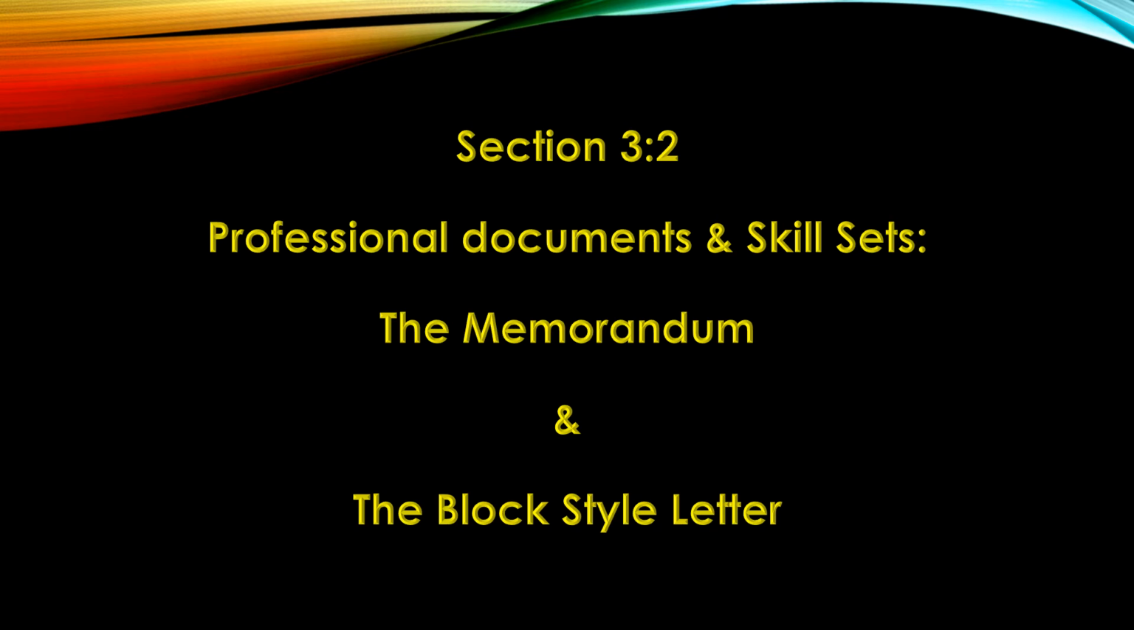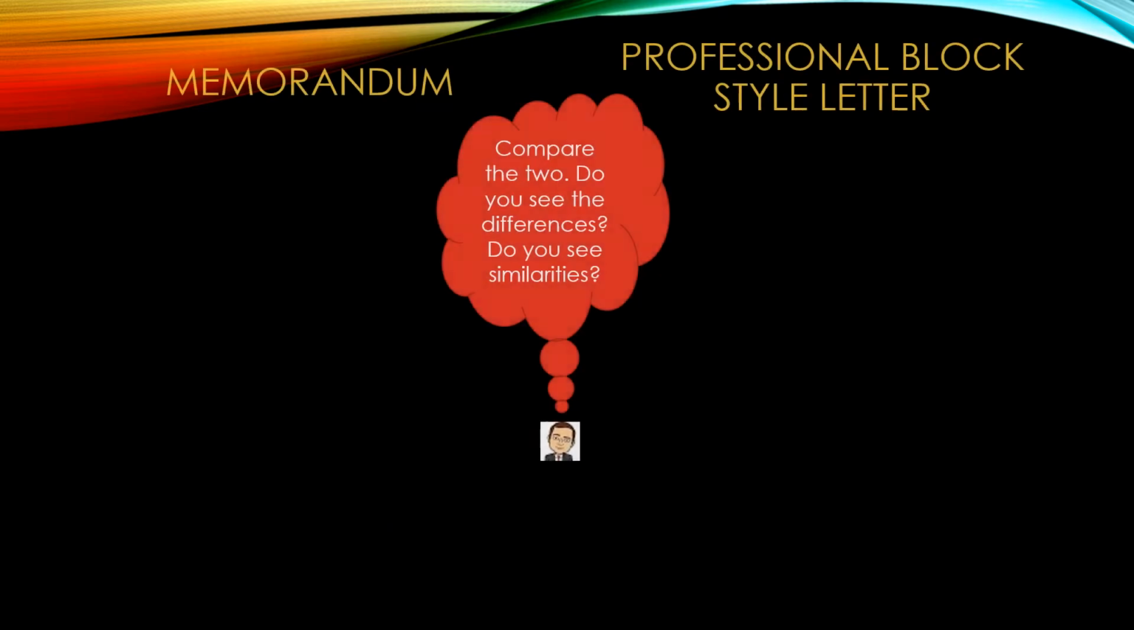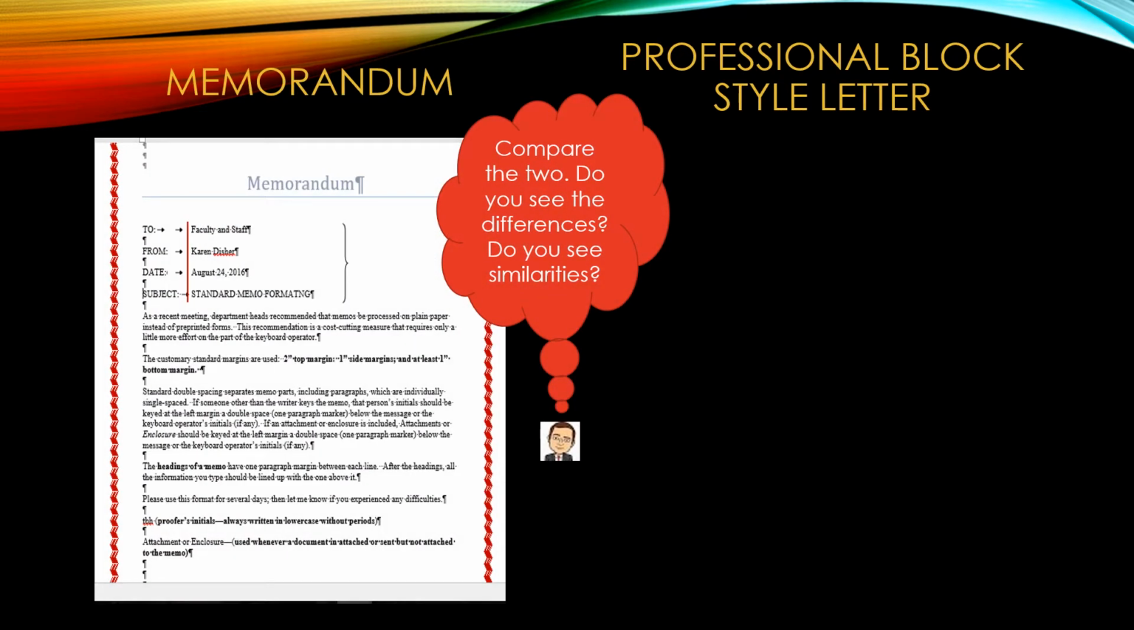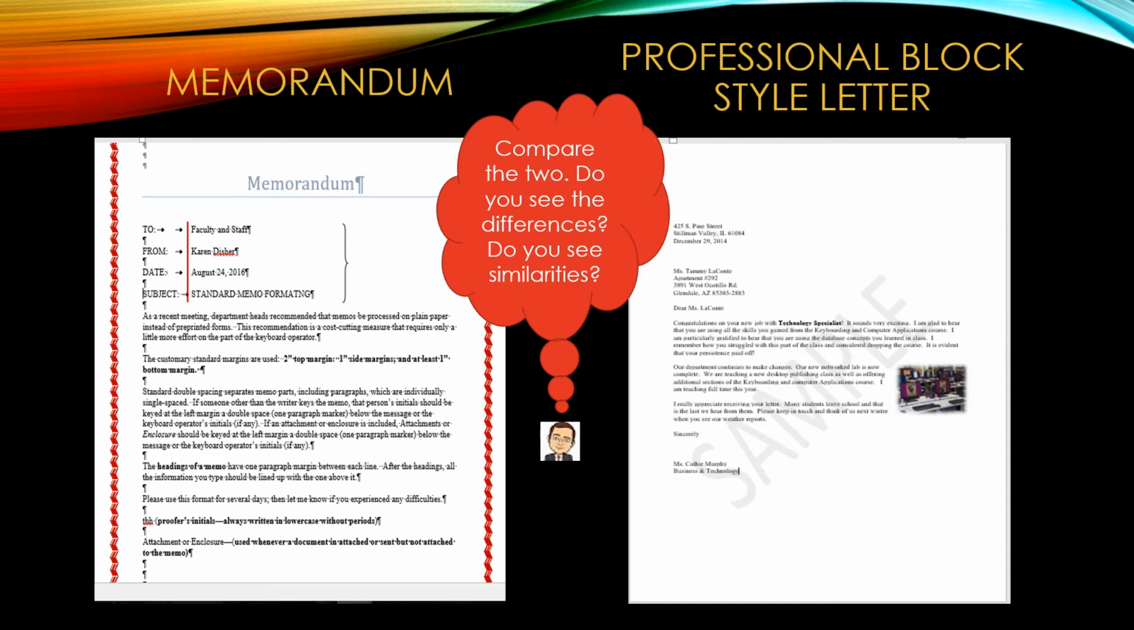Section 3-2. We will be looking at professional documents and skill sets that are used with these professional documents. The first professional document we will review is the memorandum. The second professional document will be the block style letter. On the left is an image of a memorandum, and on the right is an image of the professional block style letter. Notice, though there may be similarities, there are also differences between the two.